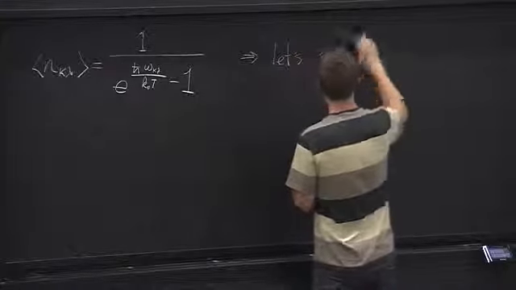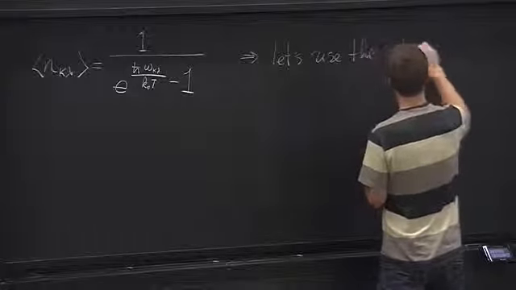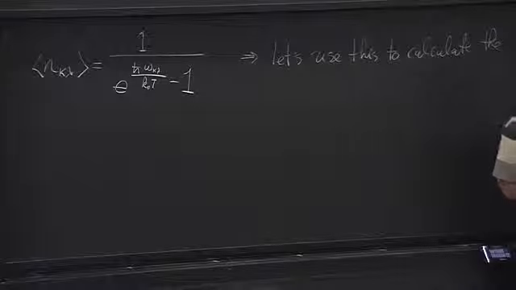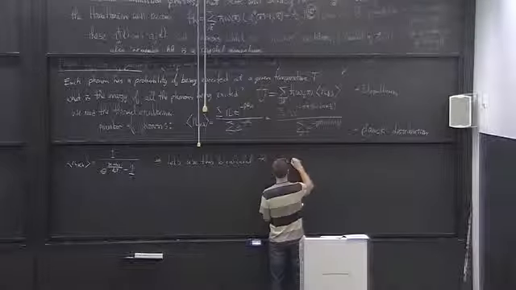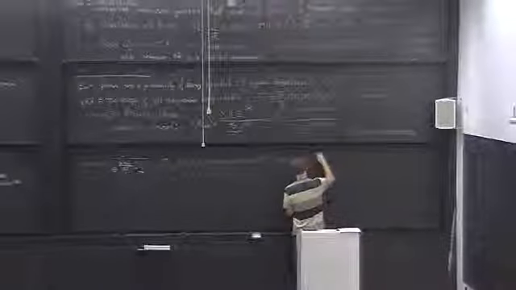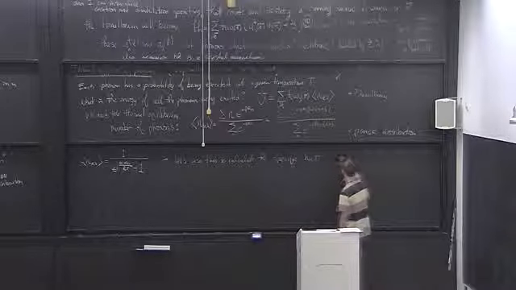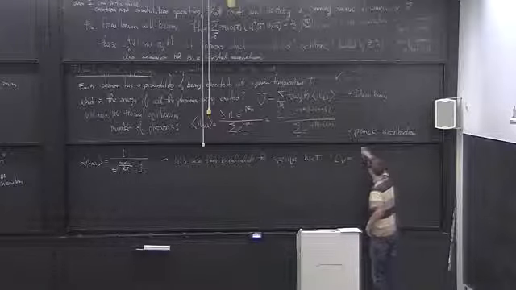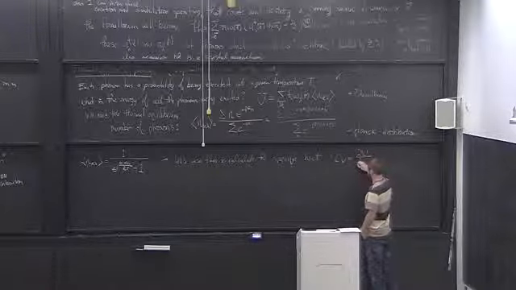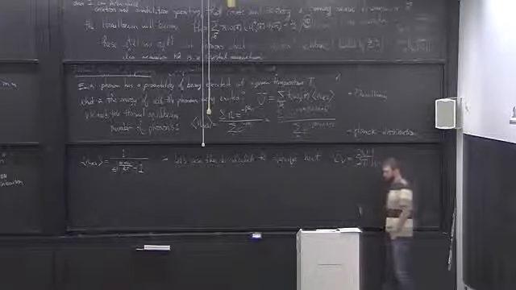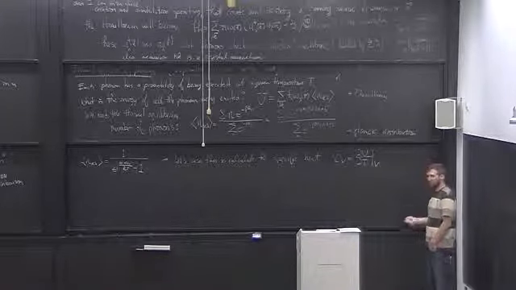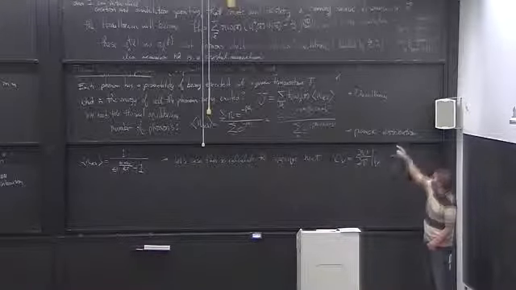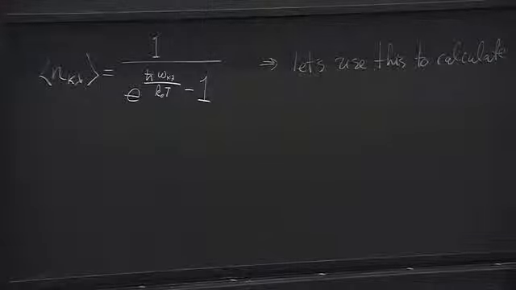And let's use this to calculate the specific heat, which is just, I'll say this, the specific heat at constant volume, which you remember from thermodynamics is basically just the temperature derivative of that quantity, of that U up there.